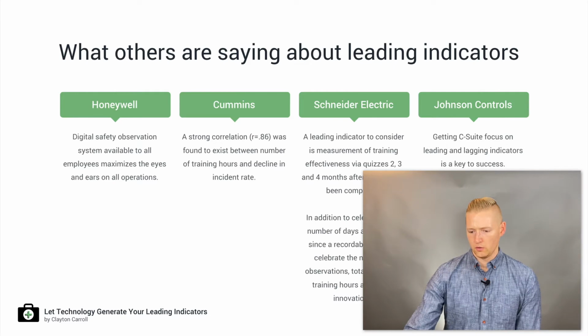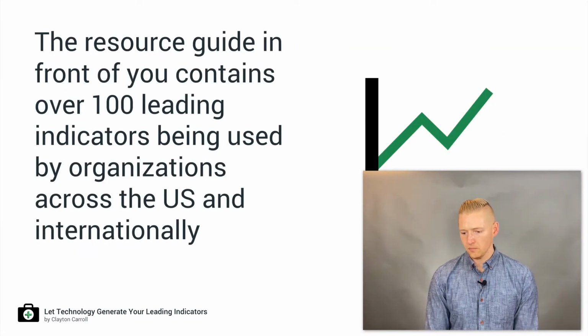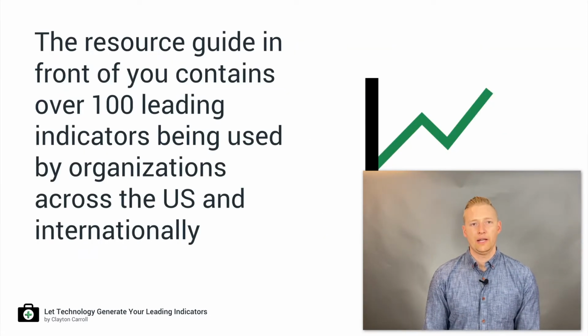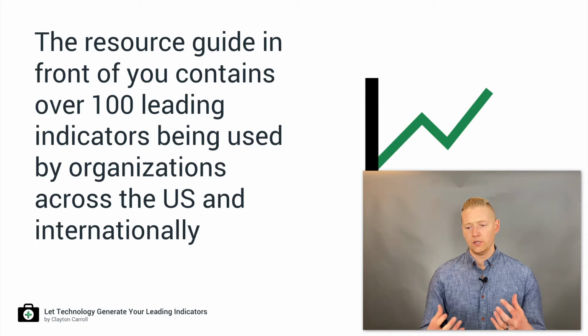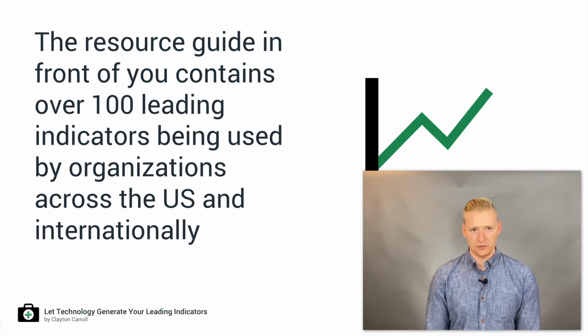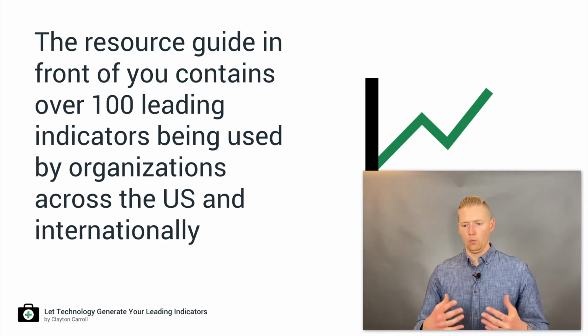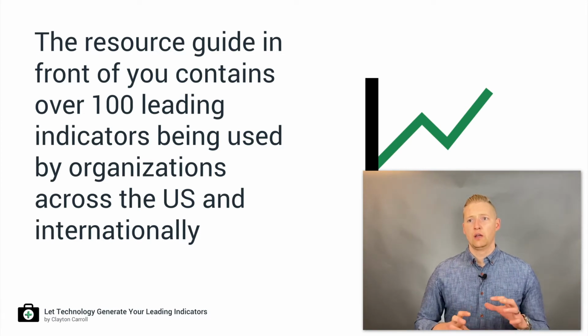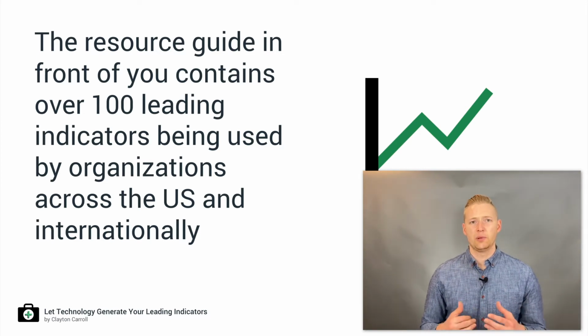All right, so let's go to the next slide. Now this would be another handout you would have in front of you. You should be able to access it with the presentation materials, but the resource guide in front of you contains 100 leading indicators that are being used by organizations, both US and internationally. And we'll go through in a second 6 main leading indicators based on OSHA's 6 recommended elements of a safety program.